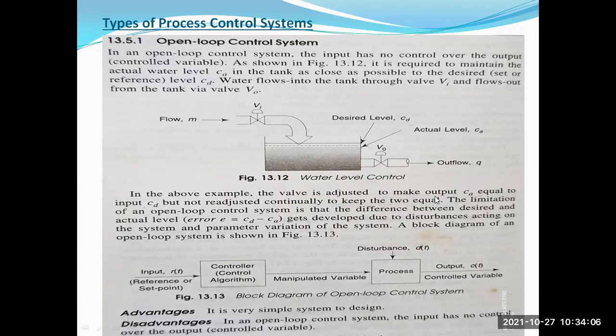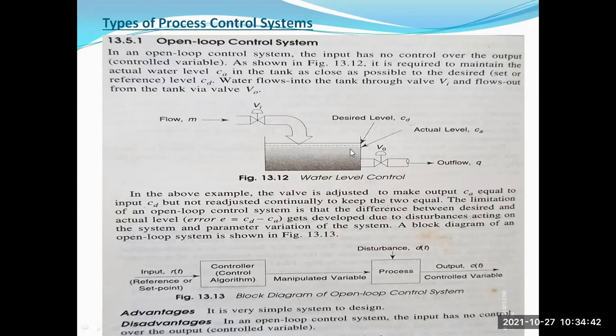Okay, and flow out from the tank via the VO, this is another valve which outputs the liquid also. So in this picture you can see this is an open loop control system, that means when the water is inlet, the water is filled by the tank, but in that case there is no automatic signal. You have to give the signal whether the motor stops or not. So this is called the no feedback loop, that is, no feedback element is used here, so that's why it is called the open loop control system.